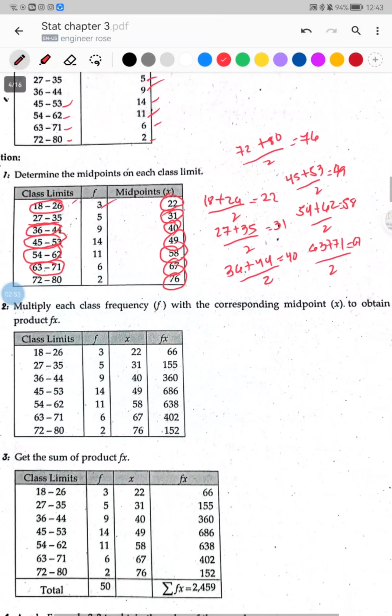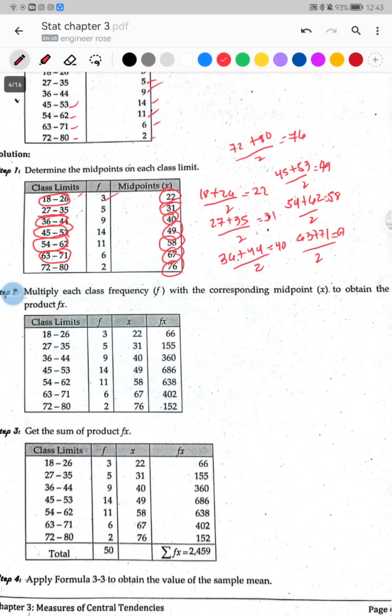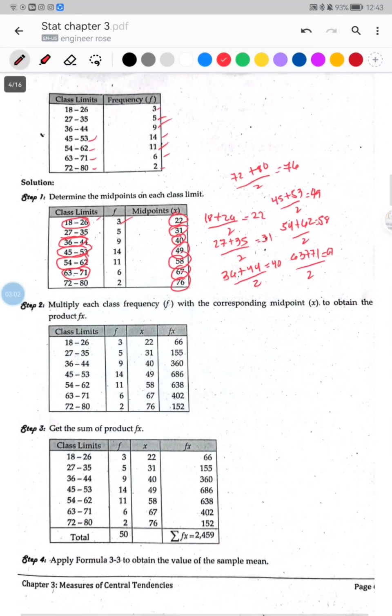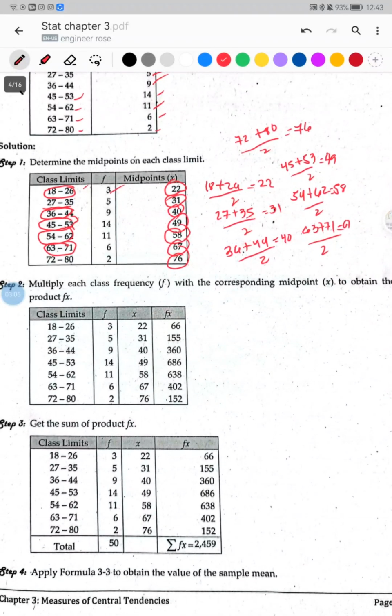Next, we'll go to the frequency to get the summation of all f and x, the product of fx. Add a column to the table. That's simply the midpoint, which is also your x. Just multiply the frequency times the midpoint.